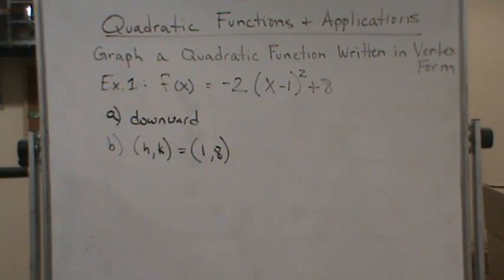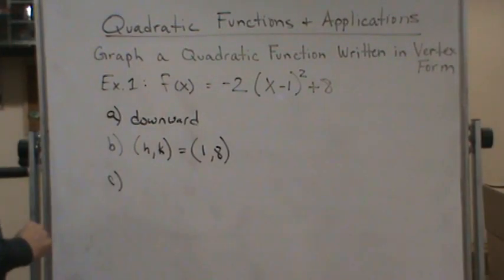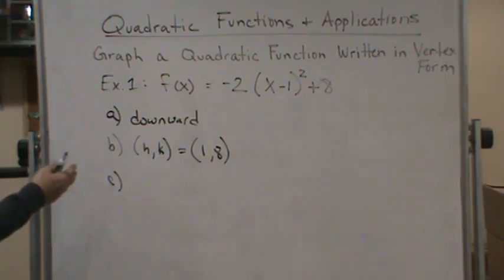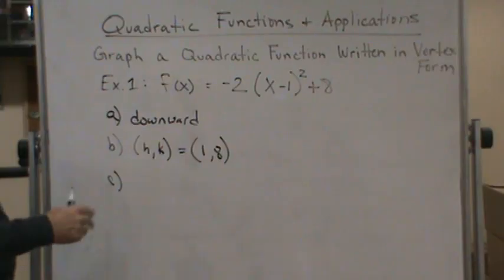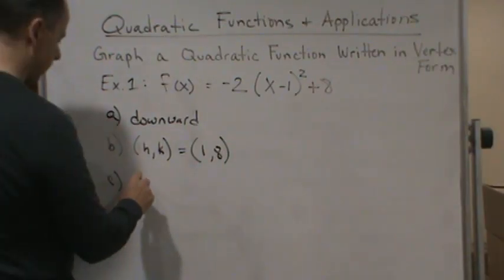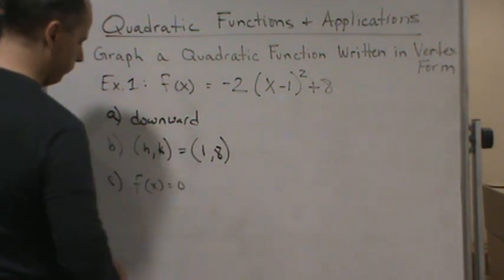Okay, now it says determine the x-intercepts or intercept. There might be 1 or 2, or there might be none, depending. Now, in this case here, how do we find the x-intercepts? We have to set the function equal to 0, right? We have to set y equal to 0, and then find out what the x values are. So we're going to solve f of x equal to 0, right?